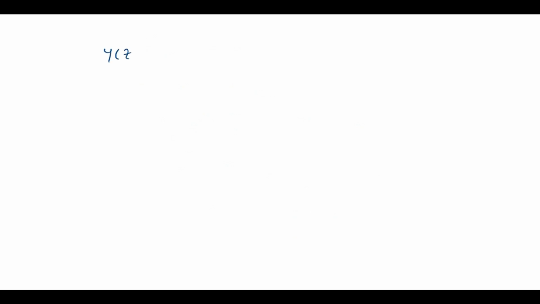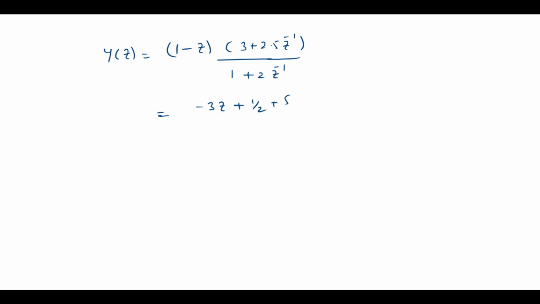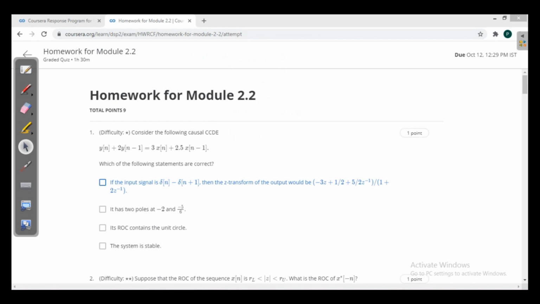So y of z is equal to x of z, that is 1 minus z, into h of z, that is 3 plus 2.5 z inverse divided by 1 plus 2 z inverse. So its result is minus 3z plus 1 by 2 plus 5 by 2, nothing but 2.5 z power minus 1, whole divided by 1 plus 2 z inverse. Now see the first option, minus 3z plus 1 by 2 plus 5 by 2 z inverse divided by 1 plus 2 z inverse. So the first one is right. Next, second question.